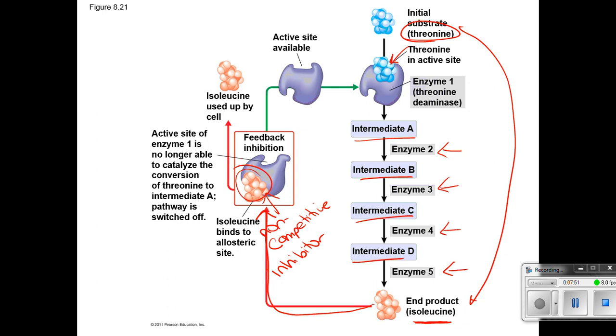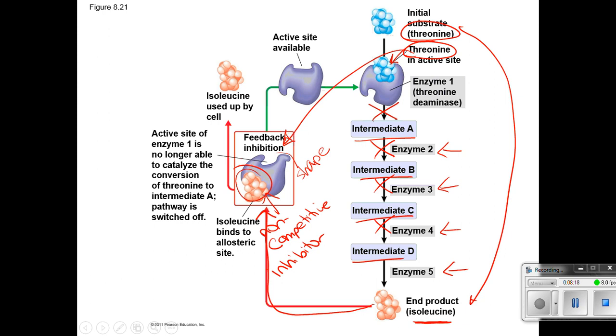It's going to act as a non-competitive inhibitor because it's not going to enter the active site or compete for the active site. It's going to bind somewhere else, and it's going to change the shape of the active site. And when it does that, it's going to inhibit threonine from entering that active site. So if we can't get threonine into that active site, then none of this is going to happen. We're not going to produce any more isoleucine.